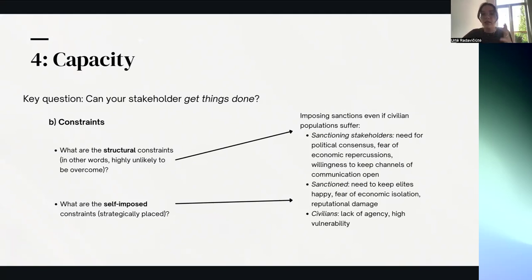And as per civilians, a structural constraint in this context would be the lack of agency capacity to change something, understanding that you are going to suffer because someone imposed sanctions on your country, even if you don't agree with it. And then another structural constraint would be the high vulnerability that you're exposed to, given your lack of agency.